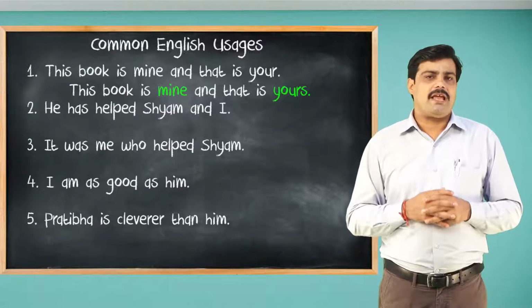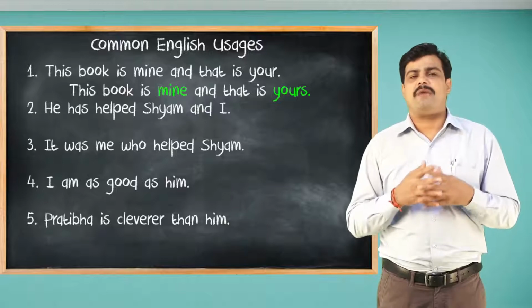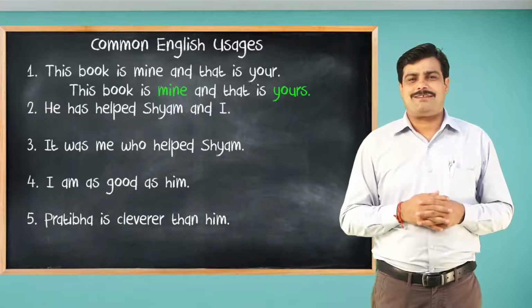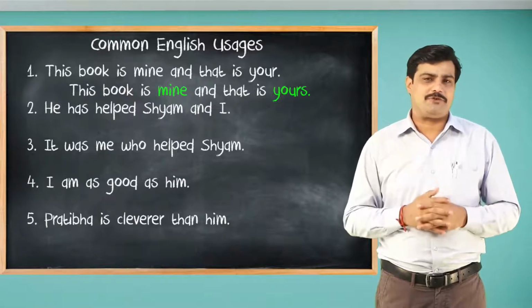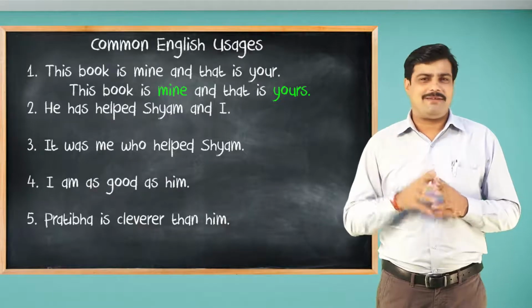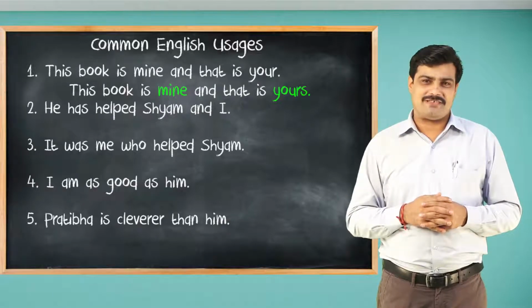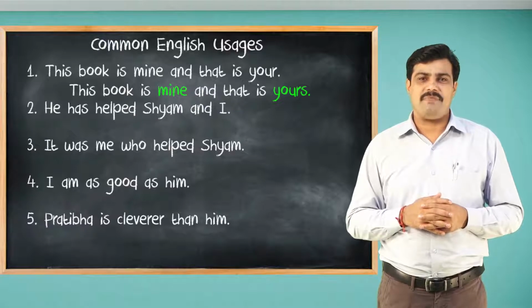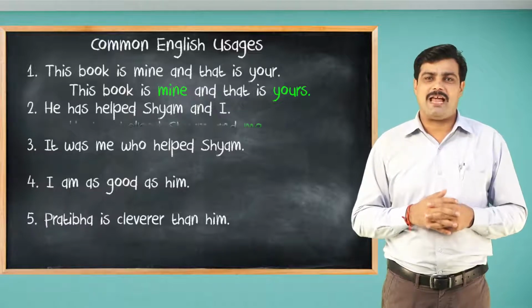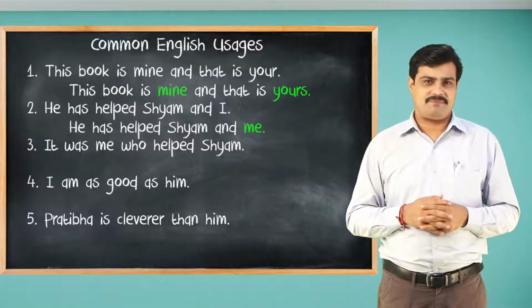The second is, he has helped Sham and I. Now look at, Sham is the objective case of pronoun. I must be in objective case. So it must be me. He has helped Sham and me.